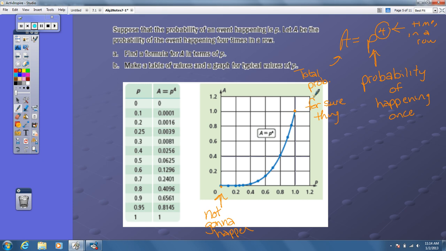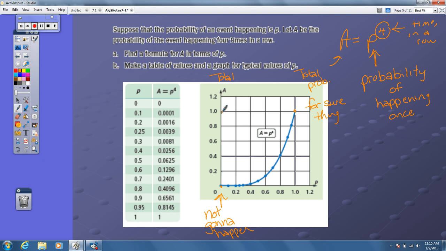Say you have a spinner that doesn't have any sectors or sections. It's all red. So what's the probability that you're going to spin red if there's only one color you could possibly spin? Well, duh. It's going to happen. It's 100%. Probability of 1. So what's the probability it's going to happen 4 times in a row? Well, this is your total probability over here. If it happens once, it's 100%. If it happens 4 times, it's still 100%.